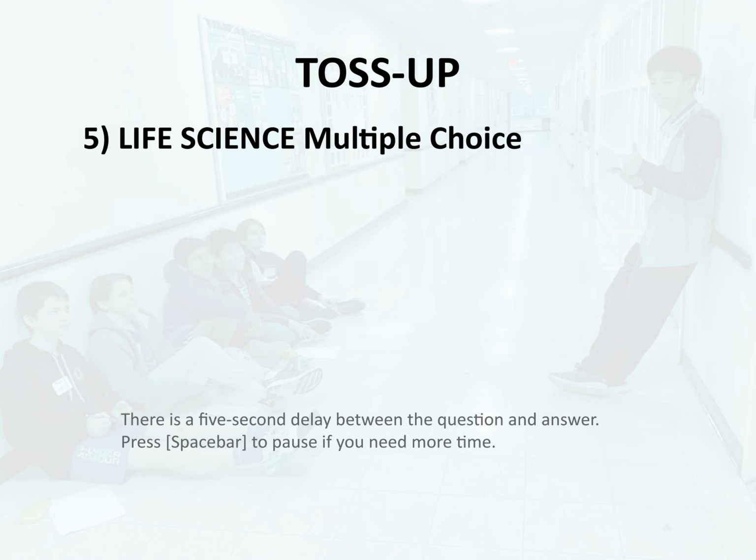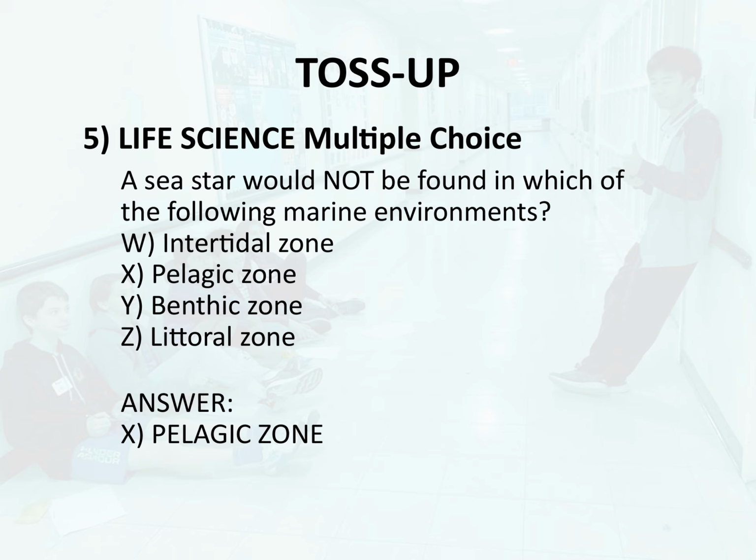Toss-up 5. Life science. Multiple choice. A sea star would not be found in which of the following marine environments? W. Intertidal zone, X. Pelagic zone. Y. Benthic zone. Z. Littoral zone. Answer, X. Pelagic zone.